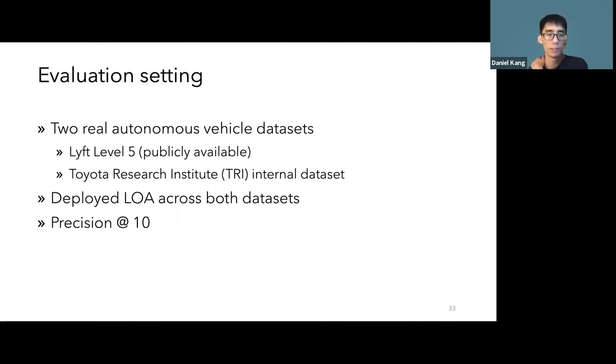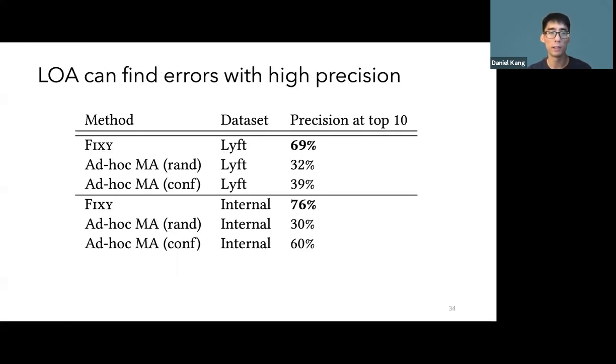And we measured the precision at 10, which means for each method we used to find errors, I took the top 10 ranked errors and counted how many of them were actually errors in the human labels. The first thing we show is that LOA can find errors with high precision. What I'm showing here is the precision at top 10 on the LIFT dataset and our internal dataset. And as we can see here, Fixie, the system that implements LOA, outperforms on both datasets.